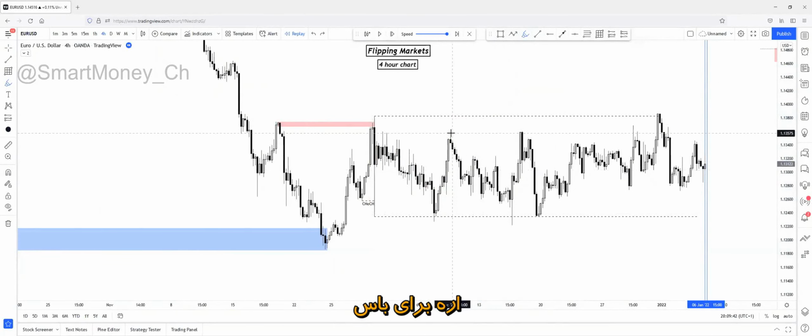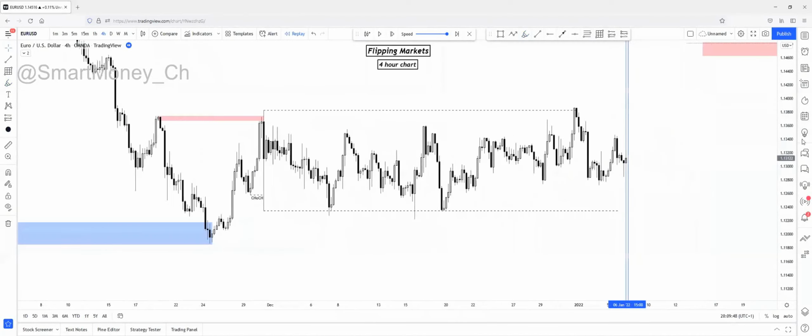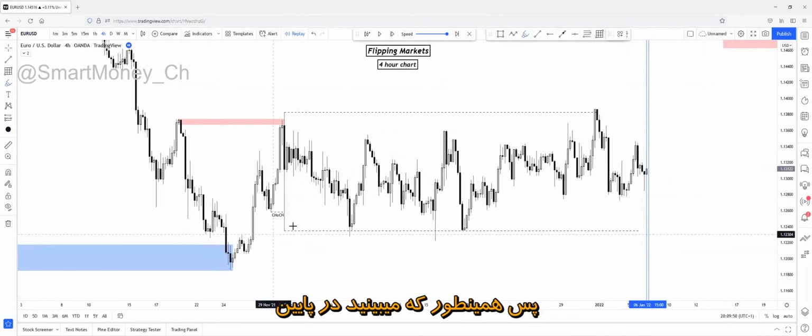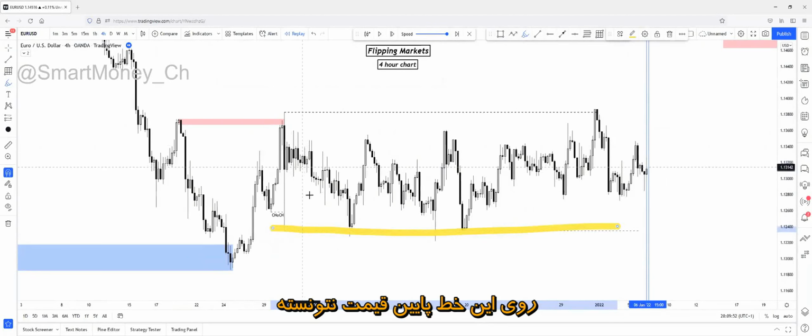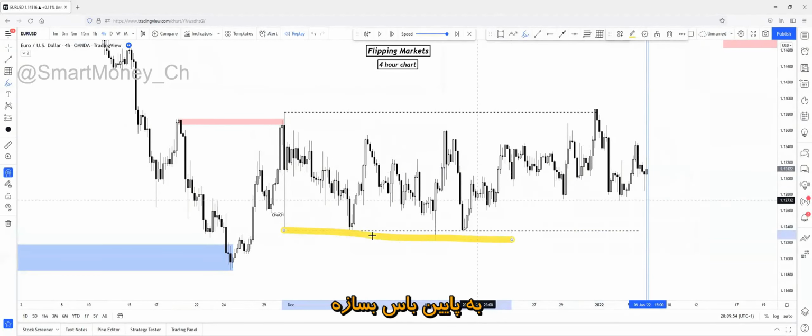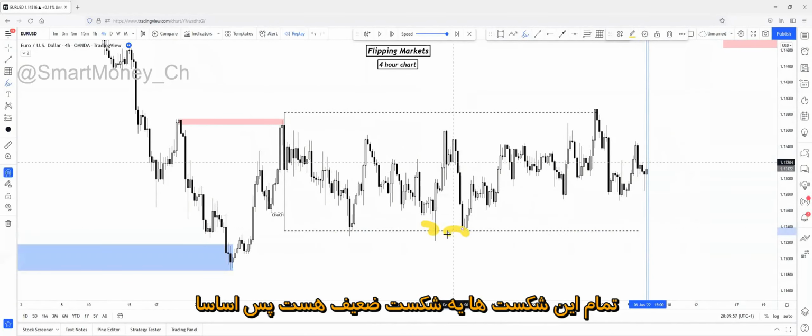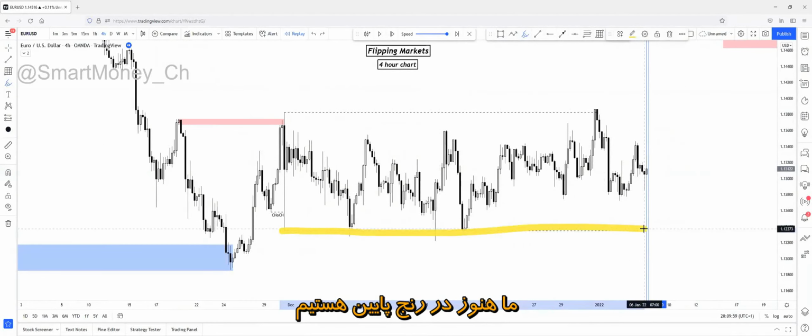And yeah, for break of structures, we need body breaks. For change of characters, we need wick breaks. So as you can see on the downside, on this down line, price couldn't break below. So couldn't create a break of structure to the downside. All of these breaks were just weak breaks. So basically we are still in the downside range.